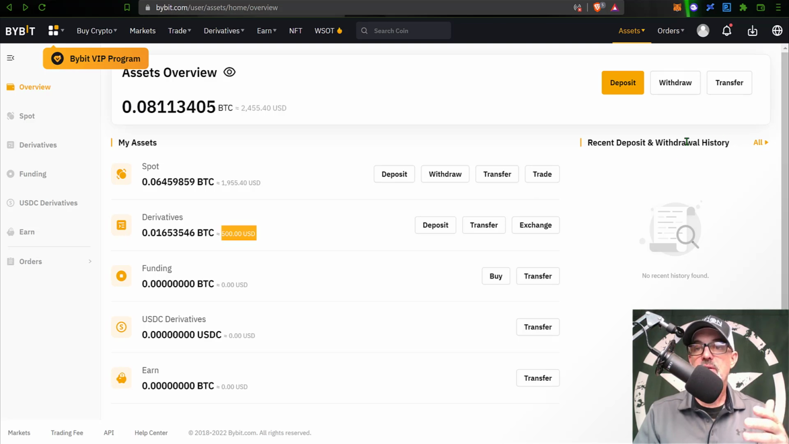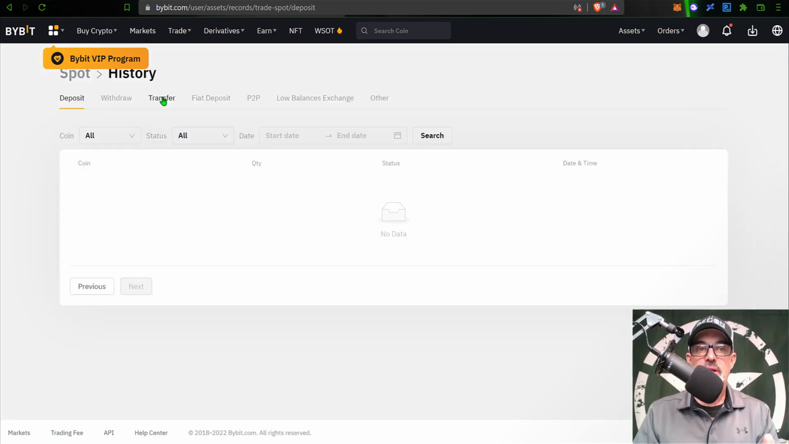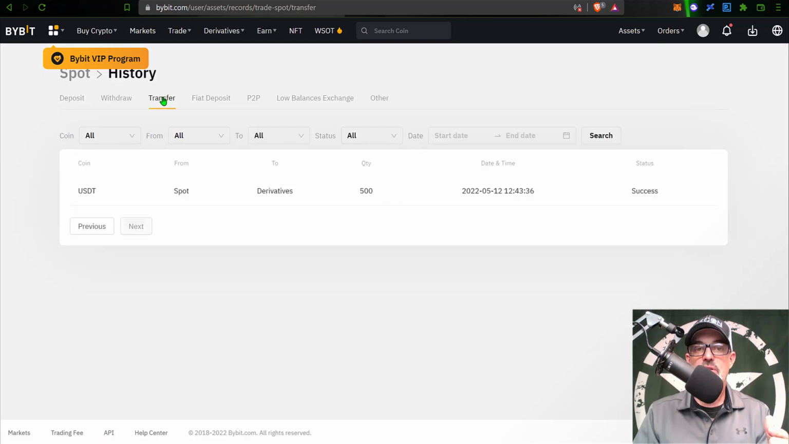Now, for full transparency, if we come over here to recent deposits and withdrawal history, and I click on all, and then click on transfer, you will see the only transfer I have going into my derivatives account is that $500. And you can see that was done just under a month ago, so before this challenge actually started. And as this challenge progresses, I will continue with the full transparency on this particular account.